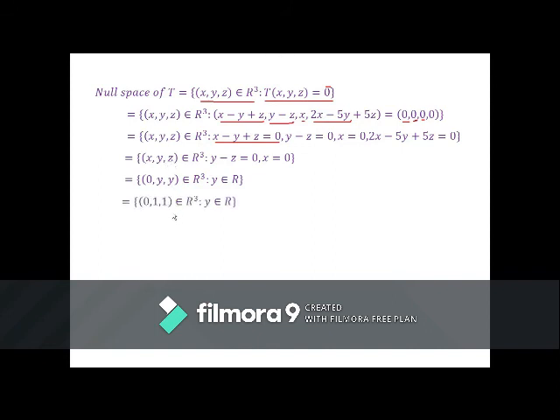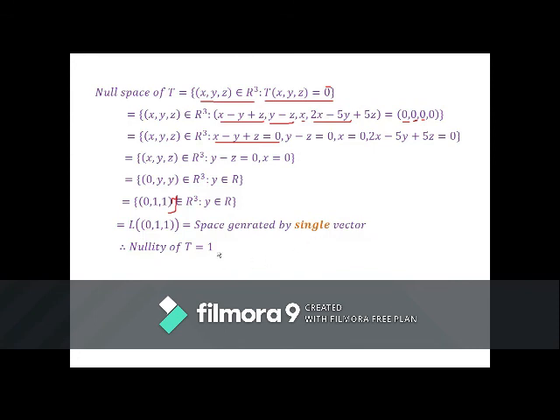So this is nothing but just the linear combination of, here y is missing, so you can put y here. So (0, 1, 1) times y belongs to R3, where y belongs to R. This is nothing but just the linear span of (0, 1, 1). This is the set of linear combinations of this vector. This is the space generated by a single vector, the vector (0, 1, 1). So this is generated by only one vector.